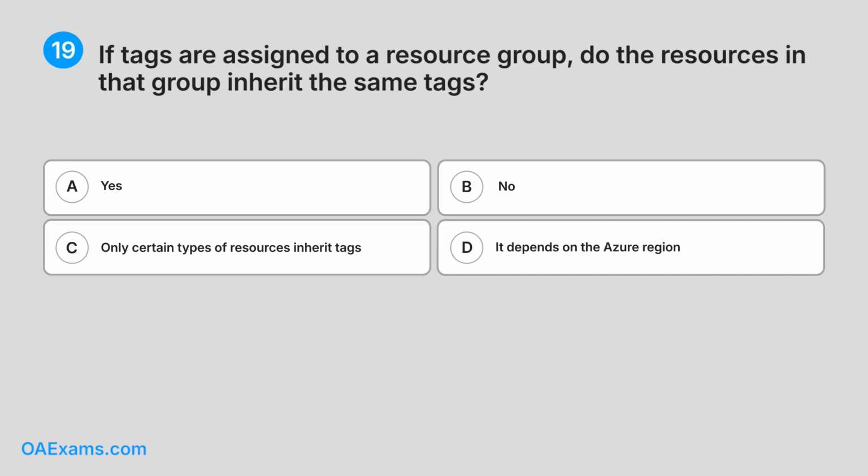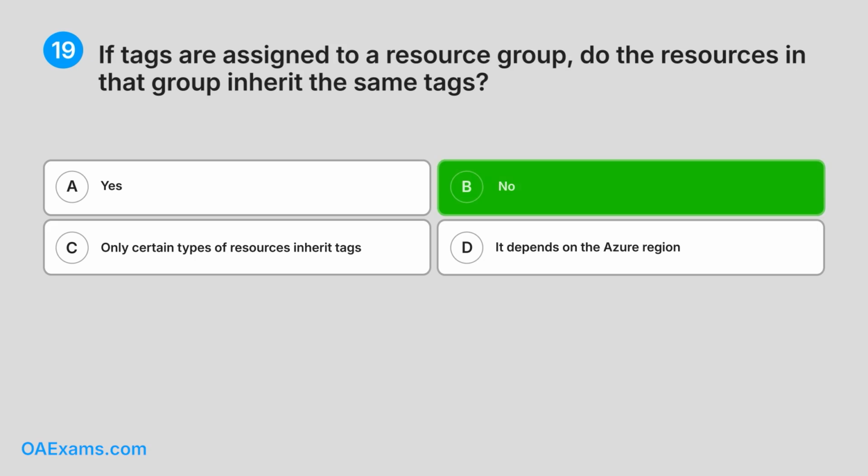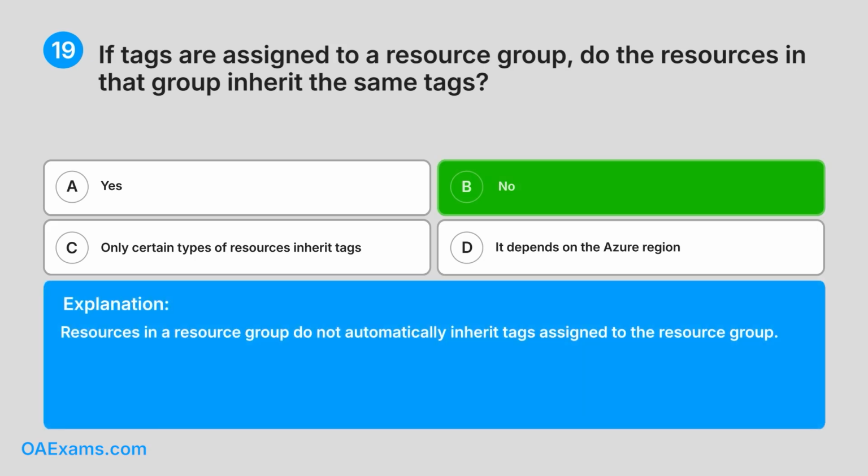19. If tags are assigned to a resource group, do the resources in that group inherit the same tags? A. Yes. B. No. C. Only certain types of resources inherit tags. D. It depends on the Azure region. Do you know the answer? Correct answer: B. Explanation: Resources in a resource group do not automatically inherit tags assigned to the resource group.